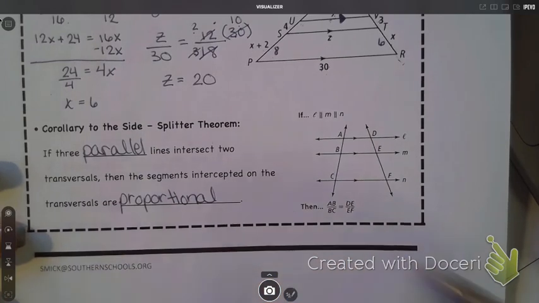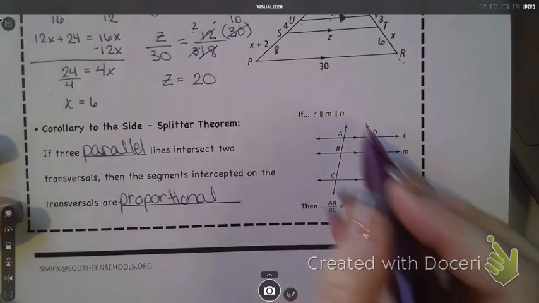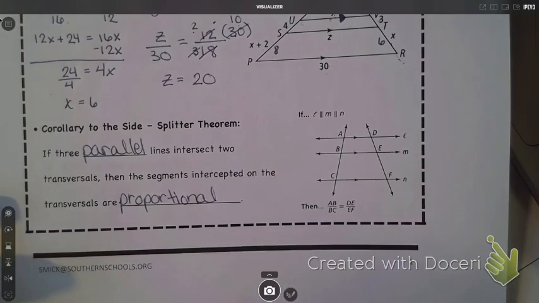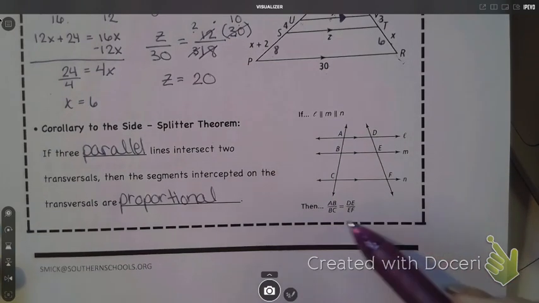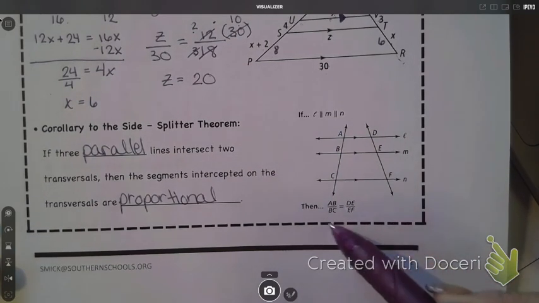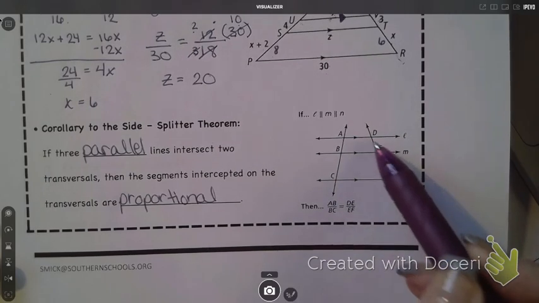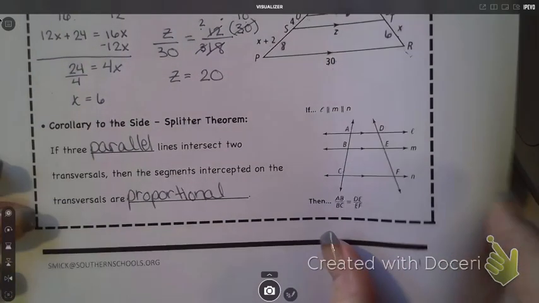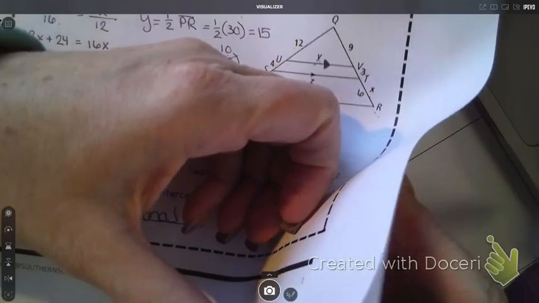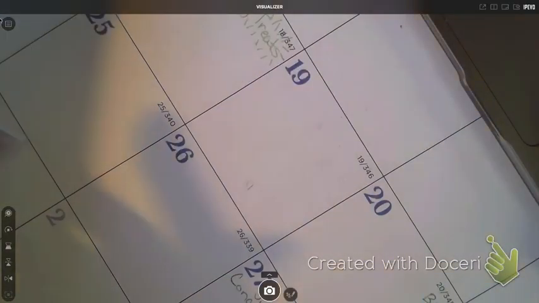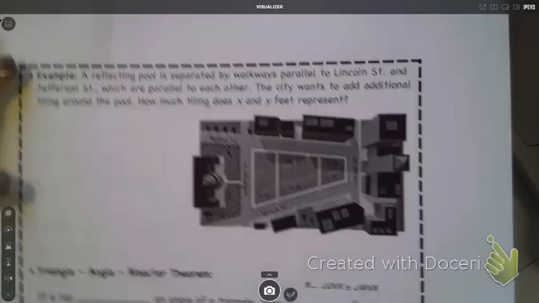If I just gave you that picture, would you try to make them proportional anyway? I would hope. Because that's basically what we've been doing, right? So I can set them all up. They have AB over BC is proportional to DE over EF. Any combination of those. Oh, look at the picture.